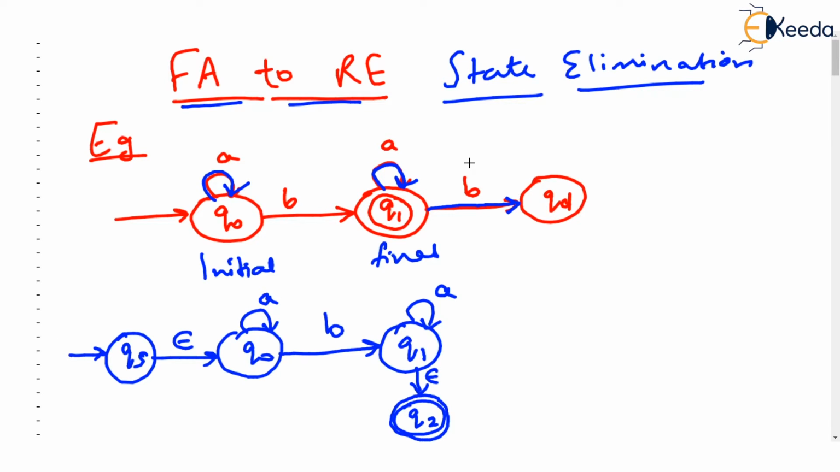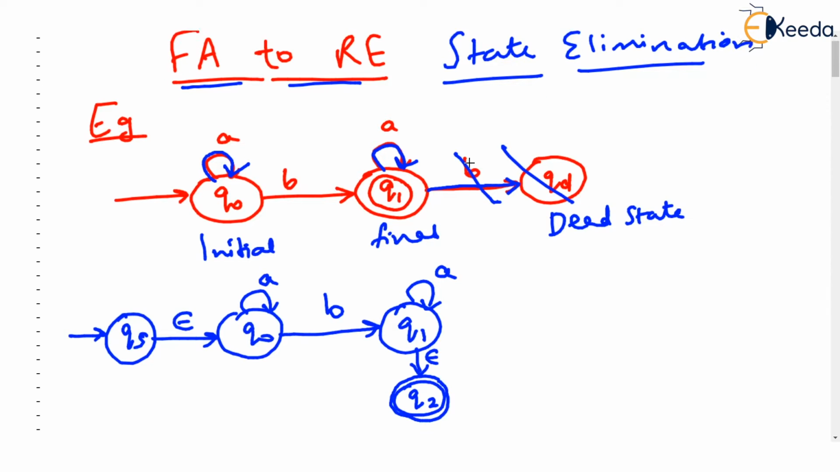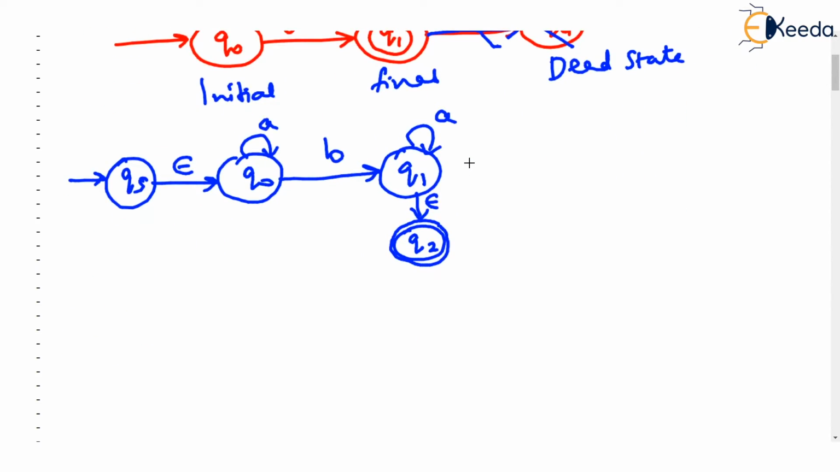Another rule we saw was about the dead state. A dead state can simply be eliminated, so we don't need this transition of B and QD both. So this is the pre-processed FA. Now let's see how to apply the state elimination method on this FA to get the RE.